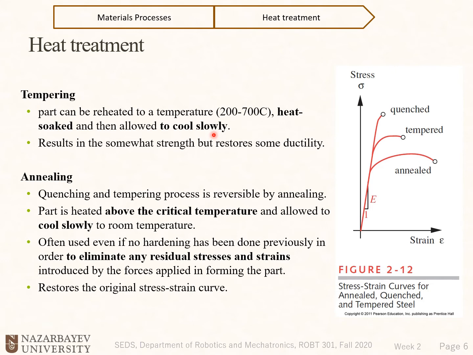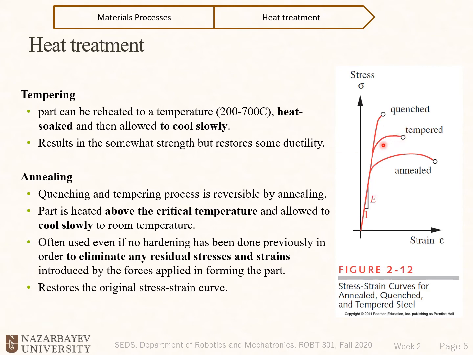Okay, so it's heat soaked. It means that, let's say it's in the oven, the temperature is increased, the core and the surface uniformly reach 700 degrees Celsius, then we will cool it slowly. And that's the key difference between tempering and quenching. It results in somewhat lower strength but restores some ductility.